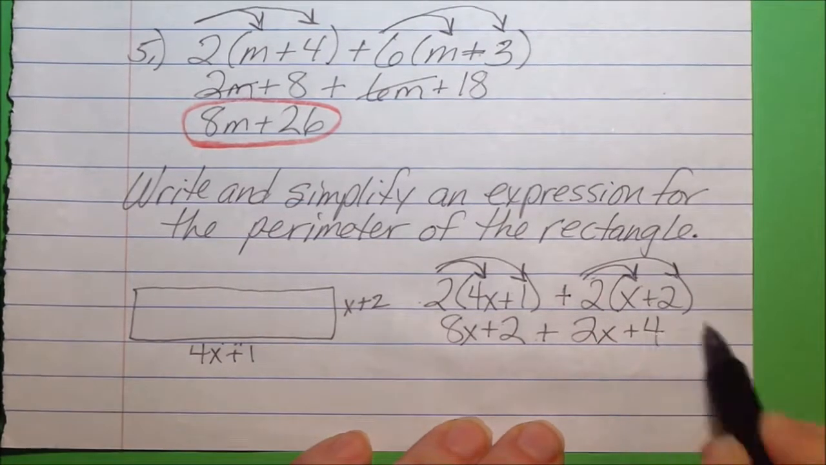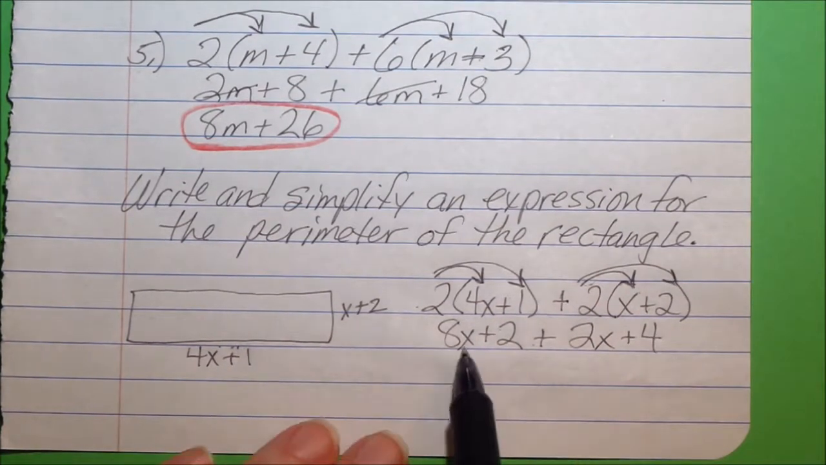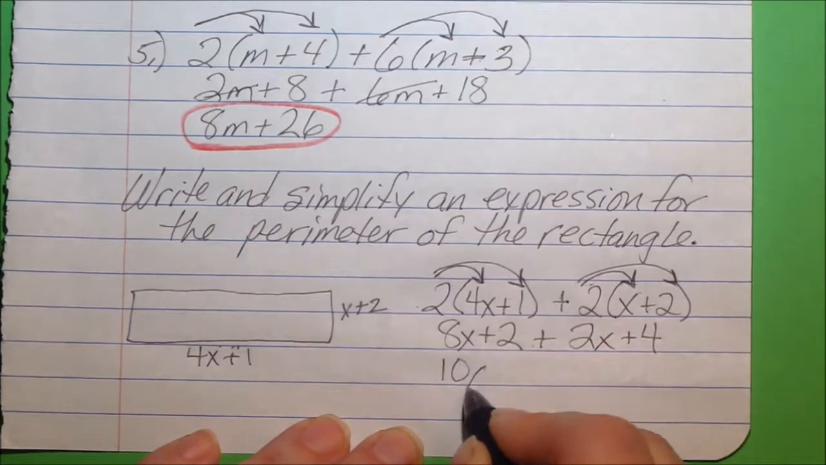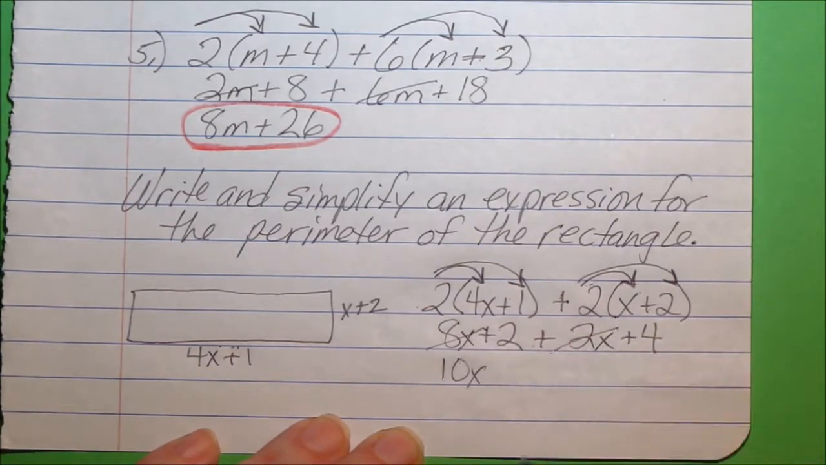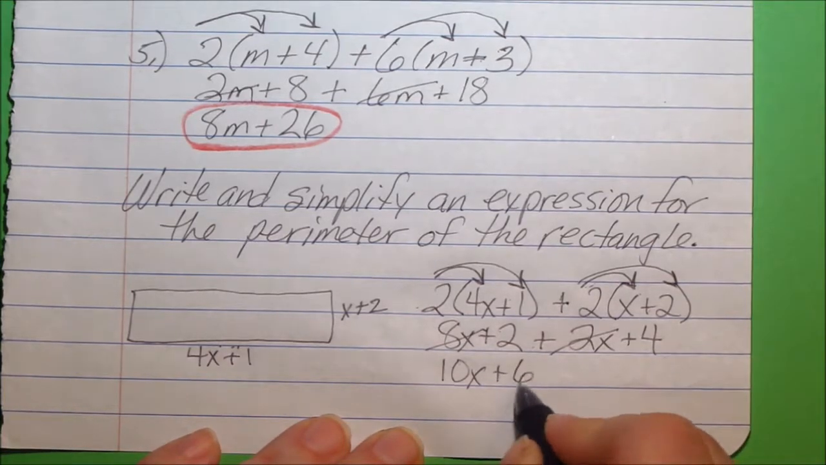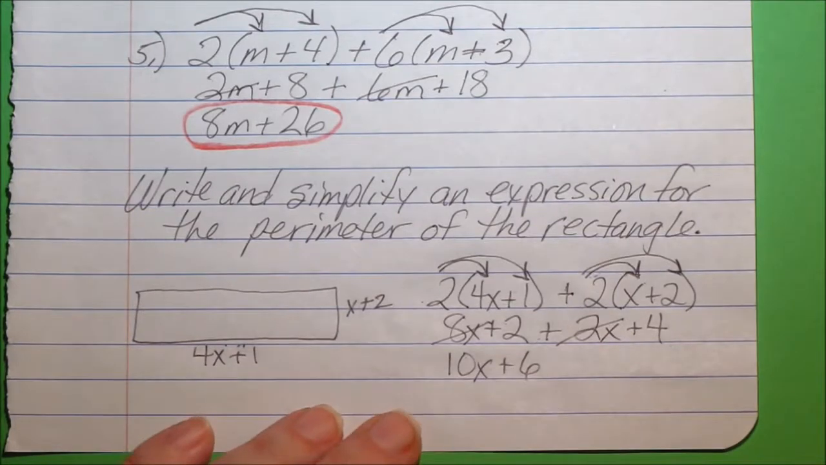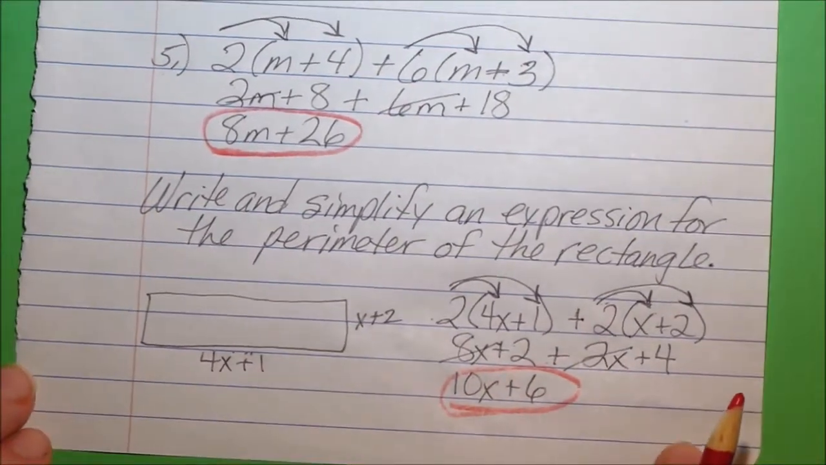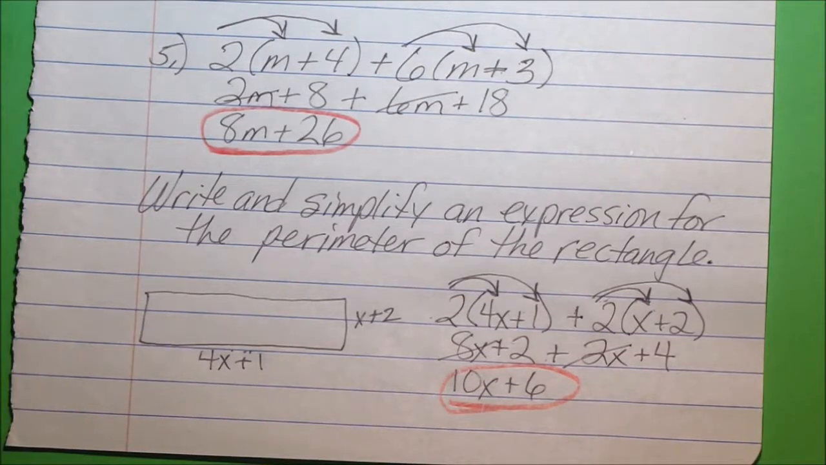Now I can combine like terms. 8x plus 2x is 10x. I've taken care of those two. 2 plus 4 is 6. So the perimeter is 10x plus 6. All right? That's how that works.